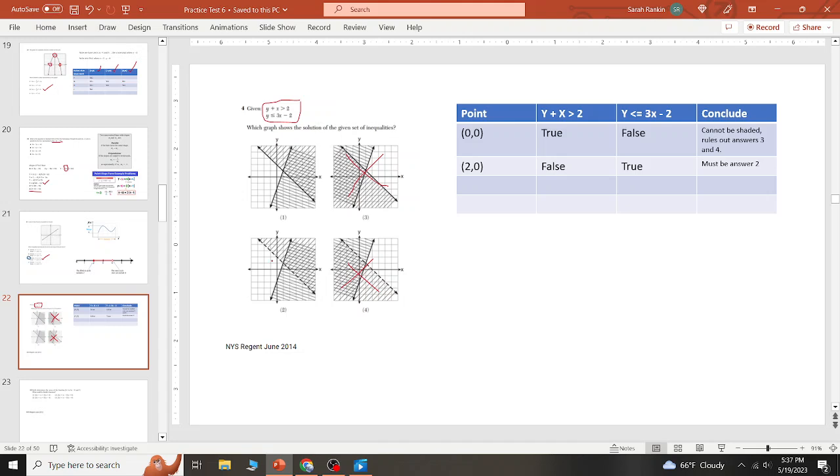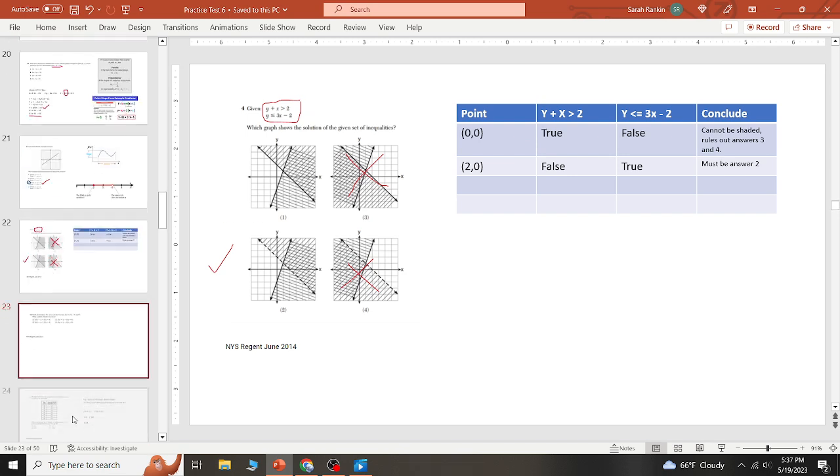Now, notice again, right off the bat we could say it's got to be number 2, right? Because we have to have a dotted line for this one and a solid line for this one, and number 1 gives us 2 solid lines. So it must be answer number 2, or you could have tested the point 2, 0 to see if it's there.